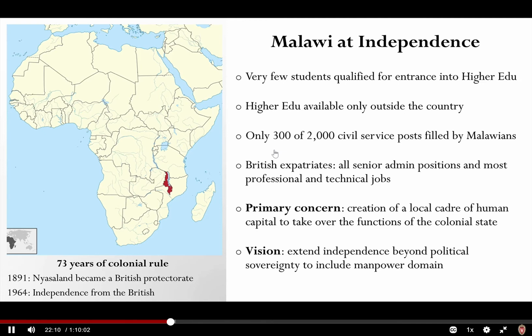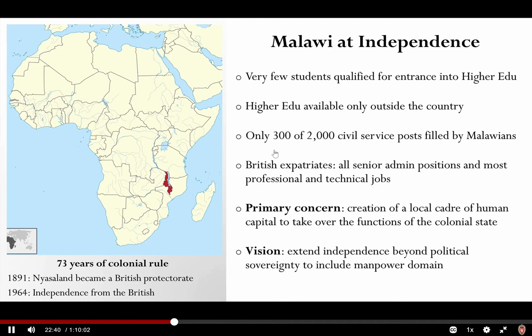The point being, during the 73 years that Malawi was under colonial rule, there was no effort to establish a university, which is why at independence in Malawi, only 300 of 2,000 civil service posts were filled by Malawians, because they had not managed to get the education that they needed to assume these positions.